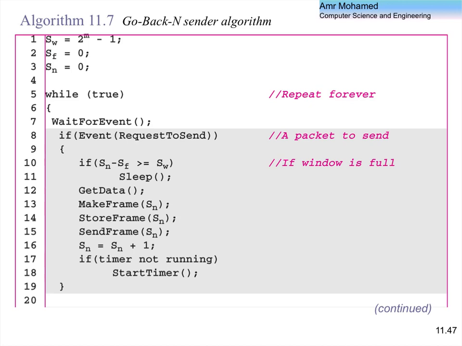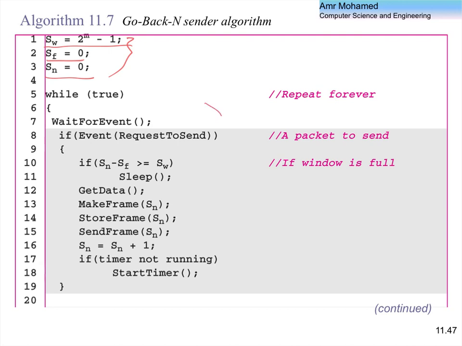We need to relate what we are discussing now with the stop and wait. So we need to spot the differences. Where are the differences? So these are the 3 variables that we talked about that characterize the window. So we have SF and SN, which both, of course, start from 0, and you have the window size, which is 2 to the power M minus 1.